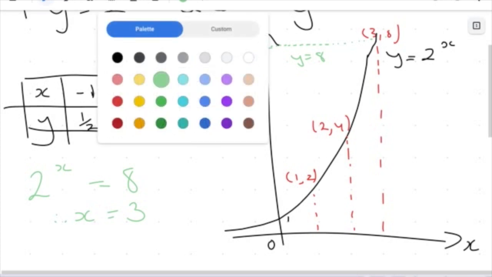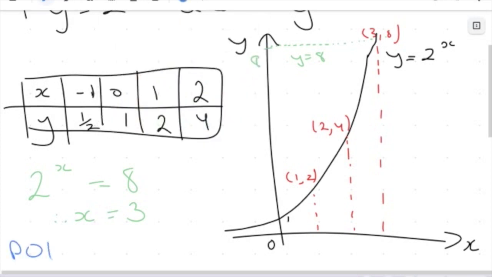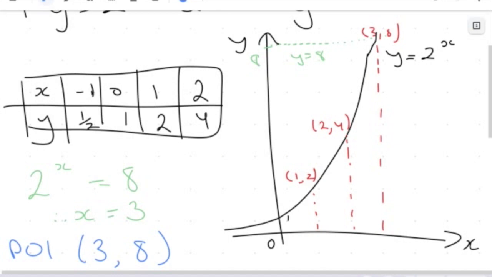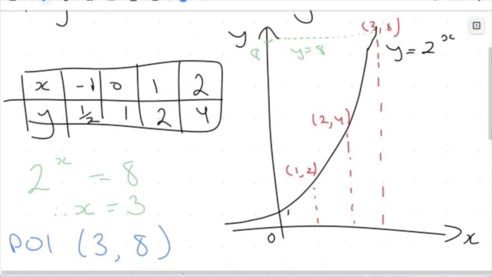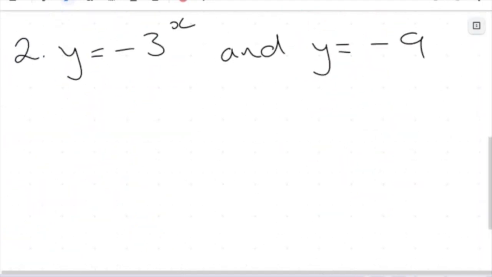So the point of intersection, let's write that as POI, is going to be an x coordinate of 3 and a y coordinate of 8. And I get that by solving this exponential equation. I can do it that way, but we can also now do this graphically now that we know how to draw these exponential curves. I'm pretty much just matching this curve with my line of y equals 8 and seeing where these two meet. Let's look at one more example to finish up here.